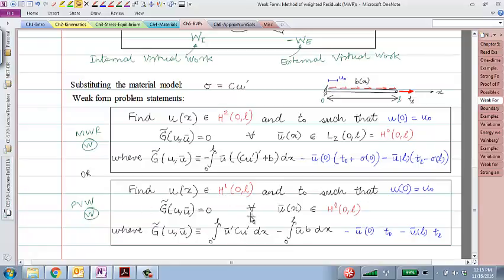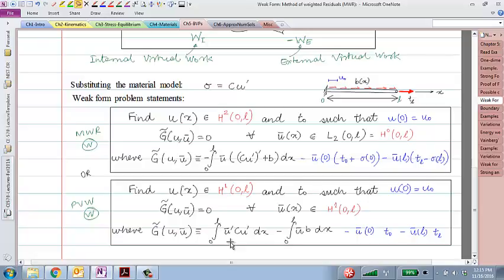Now, in this particular form of the weak form statement, can I choose functions for real displacement that have kinks? Is a function that has a kink in it, is that in H1? Yes or no? Why or why not? So if a function has a kink, its derivative would be discontinuous at that point. Agreed? If a function has a kink, the derivative would be discontinuous at that point.